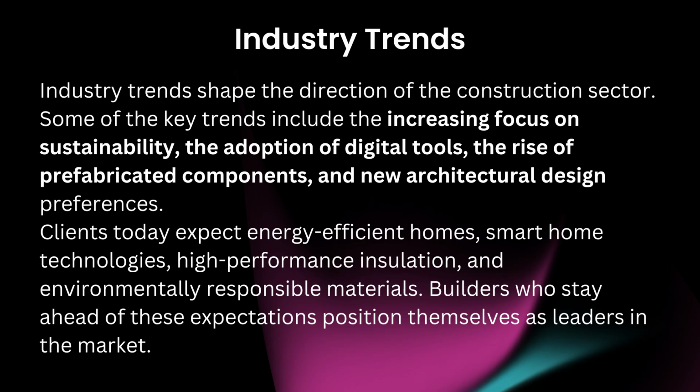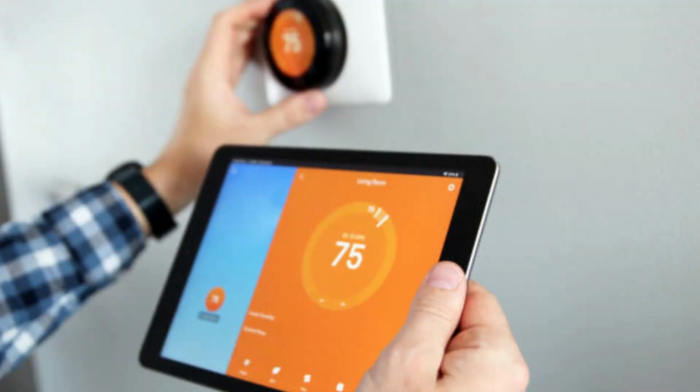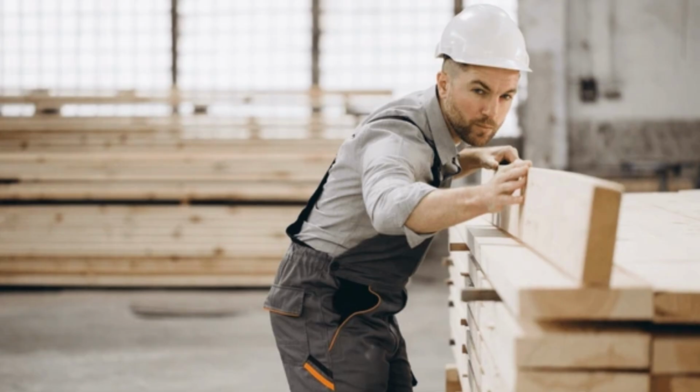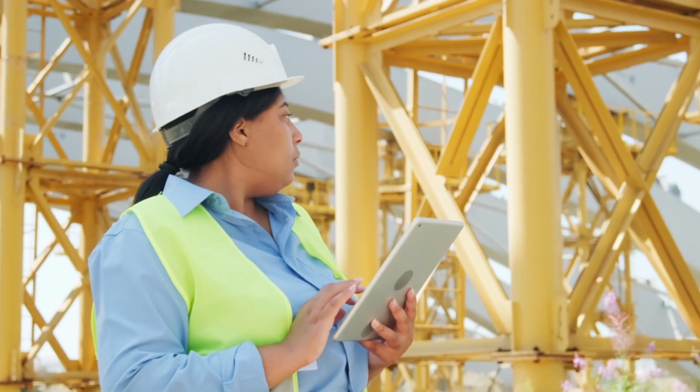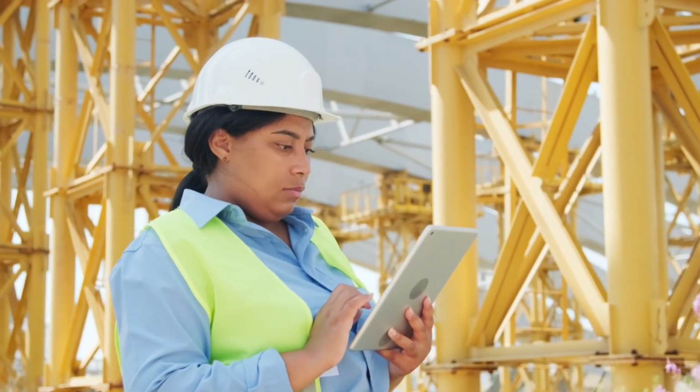Industry trends. Industry trends shape the direction of the construction sector. Some of the key trends include the increasing focus on sustainability, the adoption of digital tools, the rise of prefabricated components, and new architectural design preferences. Clients today expect energy-efficient homes, smart home technologies, high-performance insulation, and environmentally responsible materials. Builders who stay ahead of these expectations position themselves as leaders in the market.